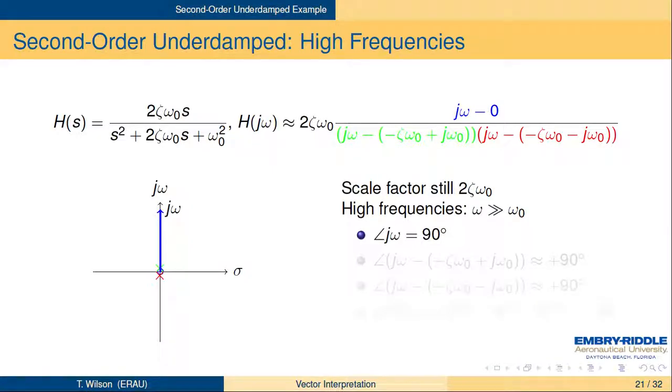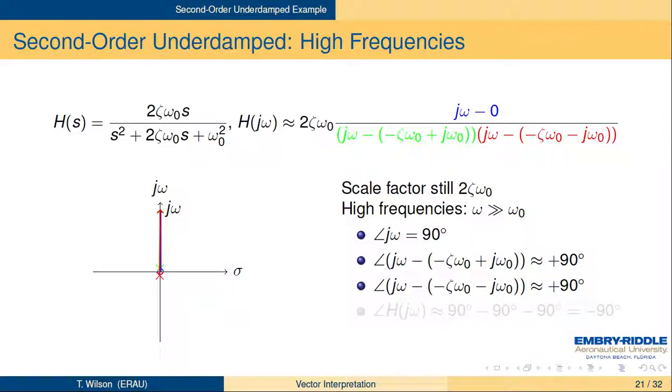Let's look at the angles here. The angle of the line from 0 to j omega is 90 degrees always. But now we're so far out that the angle of the vector from the pole with the positive imaginary part is also 90 degrees. The angle of the vector from the pole with negative imaginary part is 90 degrees. And so the whole angle is 90 degrees, minus another 90 degrees, and you get minus 90 degrees. And that's what we said we thought we should get. If you look at the pole and 0 and pole all sort of on top of each other, you think, well, it's almost a pole at the origin.